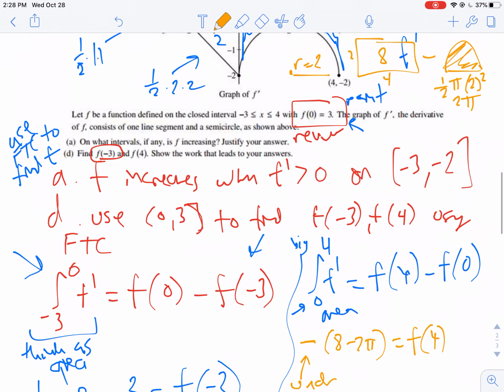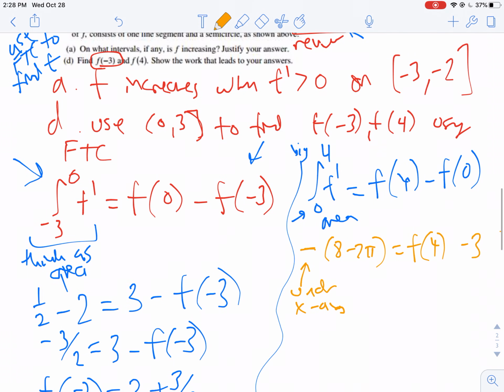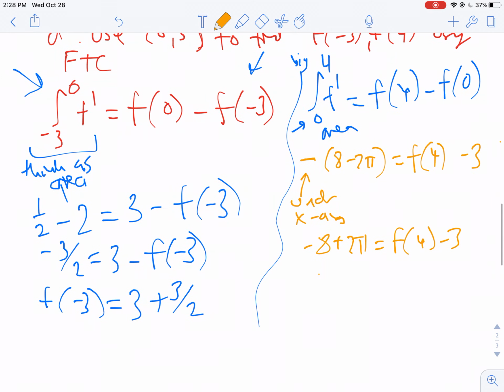And again, that problem told me that f of 0 was 3. Okay, so let's see, -8 plus 2 pi equals f of 4 minus 3. So we'll add the 3, so -5 plus 2 pi equals f of 4.